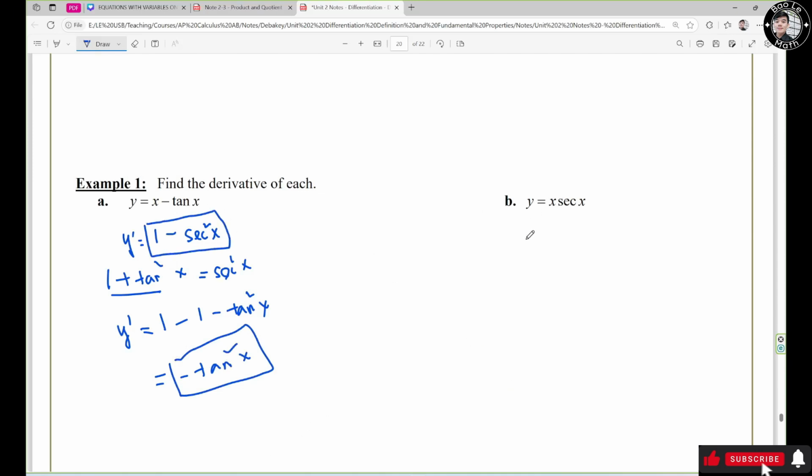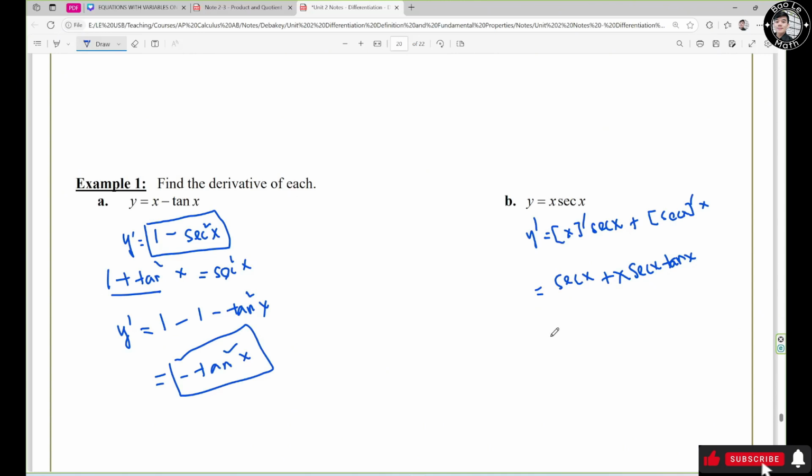Now, question B, y prime equals, we're going to use the product rule, right? So it could be the derivative of s times secant s plus the derivative of secant s times s, right? So it's going to be secant s plus secant s tangent s times s. I put s in the front so that we're not going to confuse this one and this one, okay?